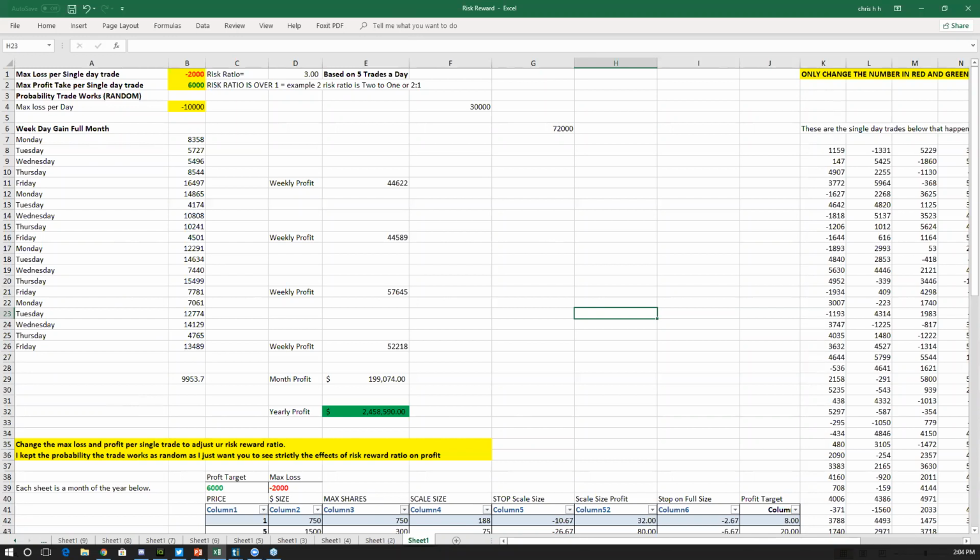Now, the thing to note in this simulation is it's 5 trades per day. The probability of these trades working is completely random. So the probability of success is random. The only variable that's being controlled is actually the risk and reward. Risk reward represents the amount of downside you're willing to risk and the amount of upside you're trying to make per trade.